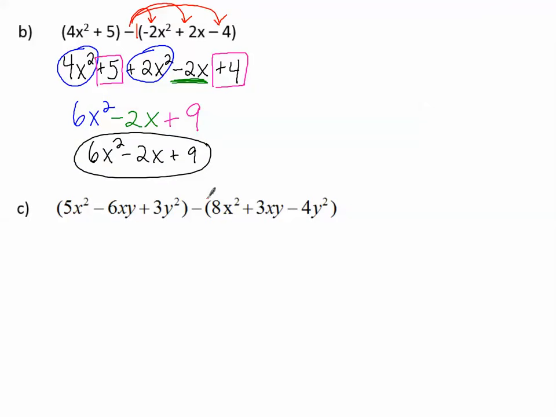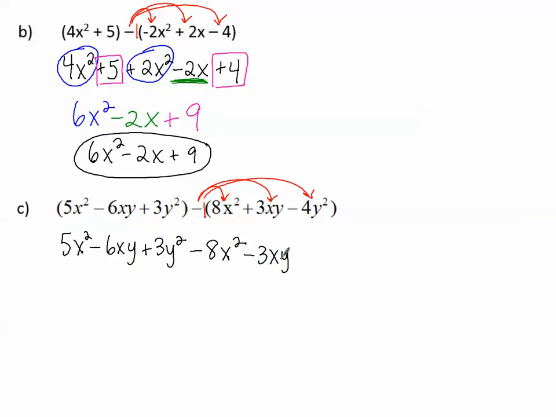Again, I'm subtracting. Negative 1 gets distributed to this trinomial. Now let's write it without parentheses. 5x squared minus 6xy plus 3y squared. Negative 1 times 8x squared, negative 8x squared, negative 1 times 3xy, negative 3xy, negative 1 times negative 4y squared makes positive 4y squared. Now let's look for what's like each other.